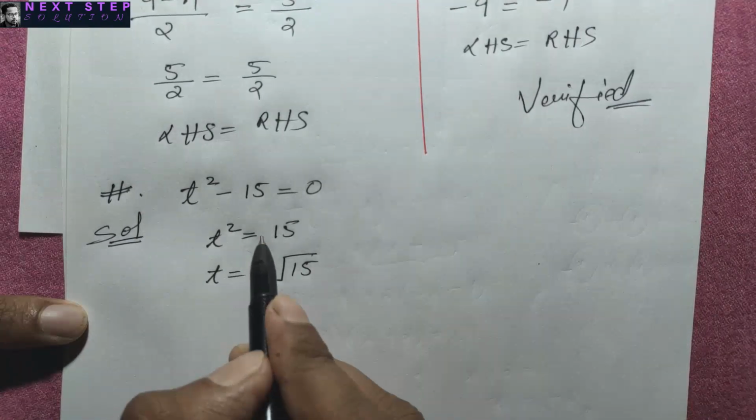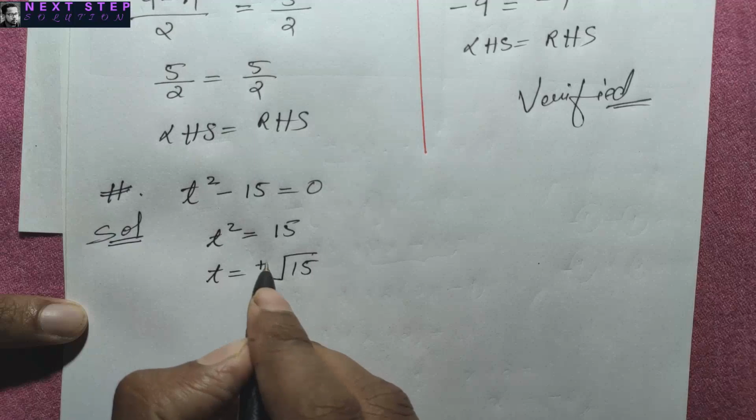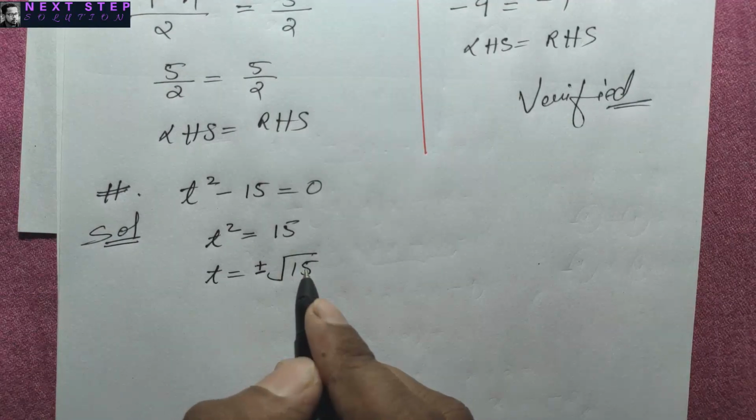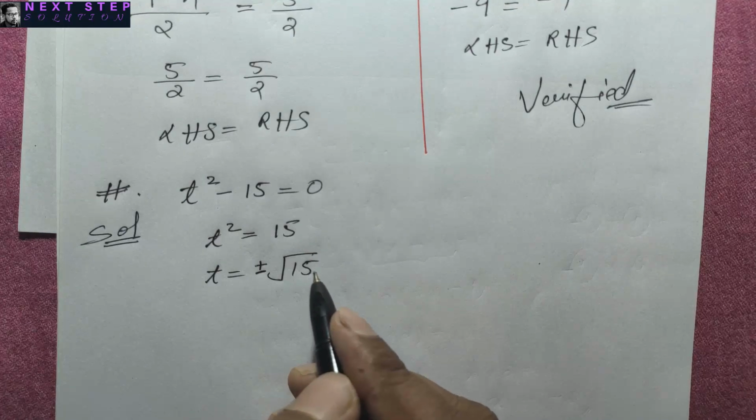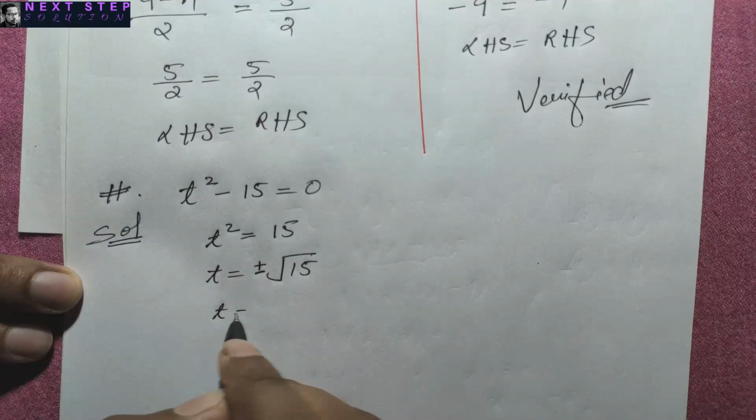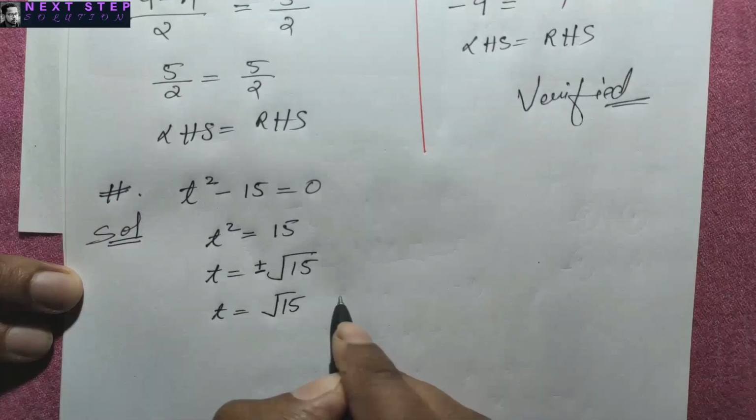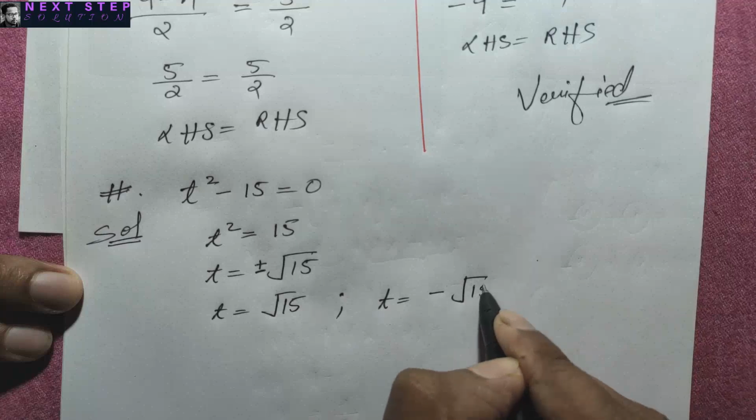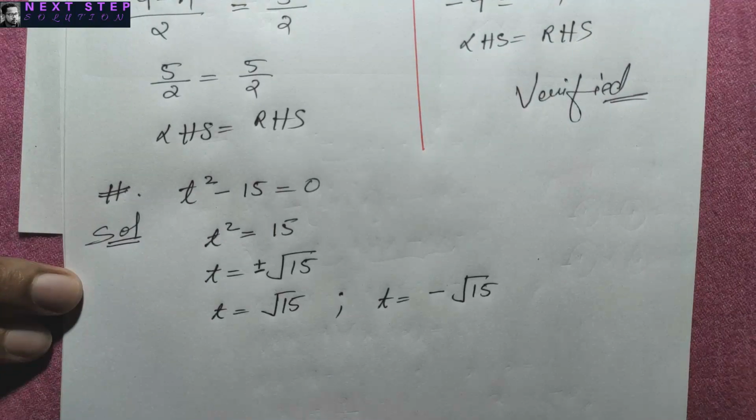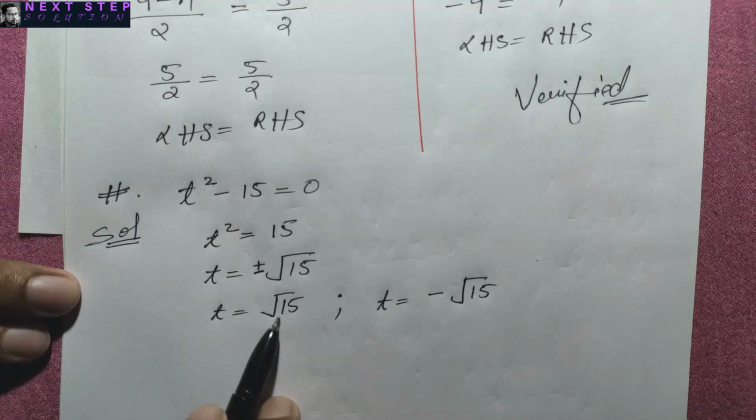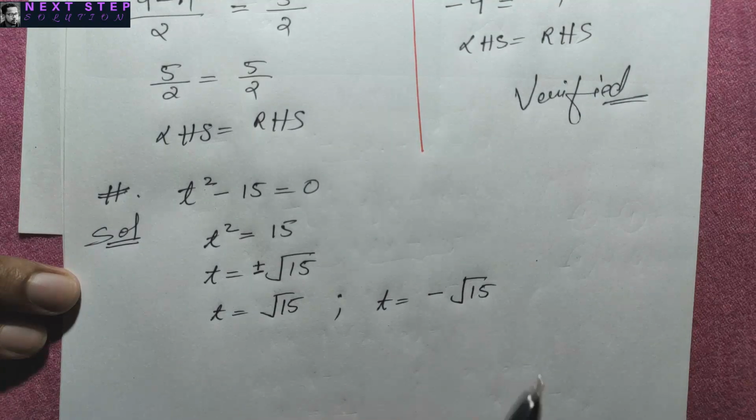Now one more thing we need to see. It can be positive 15 or negative 15. Negative 15 into negative 15 also gives you the same answer as positive 15 into positive 15. Now we have to take it as either t is equal to root over 15 or t is equal to minus root over 15. It can be either positive or negative. These two are the zeros. Since it is a quadratic polynomial, it will have two zeros. One is just root over 15 positive and the other one is minus root over 15.